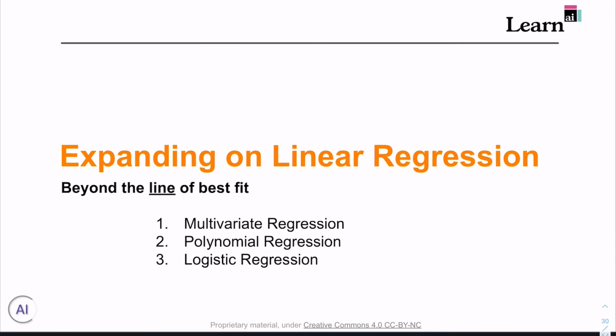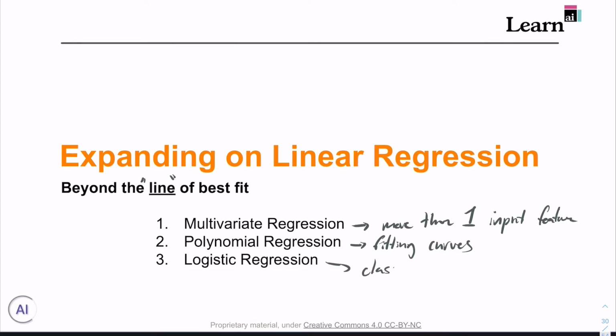So we're going to expand on linear regression now. We're going to talk about things beyond the quote line of best fit, right? So we're going to talk about multivariate regression, which is using more than one input feature. More on that next. Talk about polynomial regression, fitting curves. Not everything's a line, some things are curves. And we're going to talk about logistic regression, which is classifying.